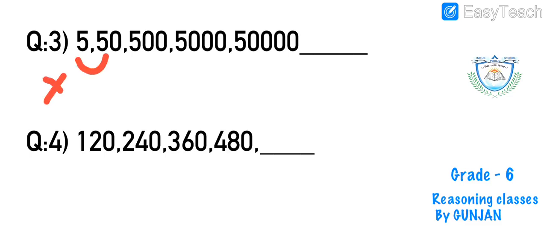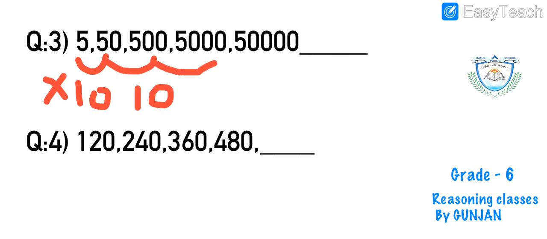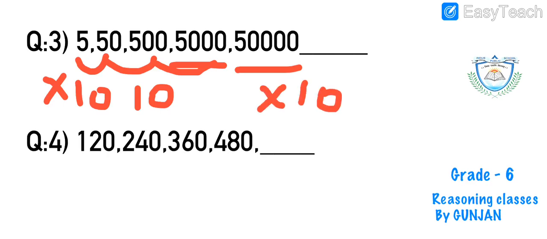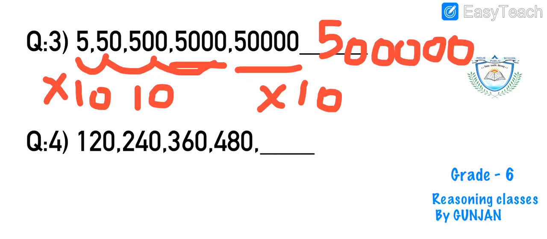5 is multiplied by 10 in order to get 50. If I multiply 50 by 10, I'll get 500. Continuing the same, 500 when multiplied will give us 5,000. 5,000 multiplied by 10 will give us 50,000. So what will be our answer? We need to multiply 50,000 by 10, which will give us our answer as a 5 and how many zeros? 5 zeros. Or we can say we get the answer as 5 lakhs.